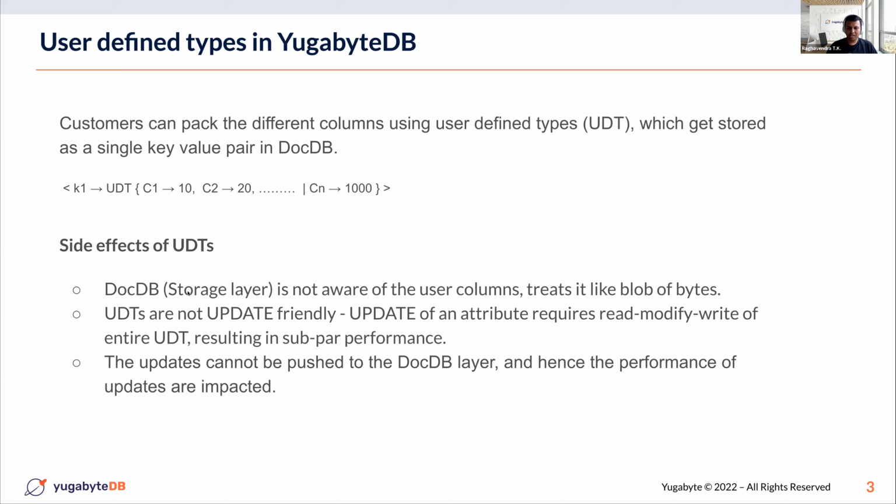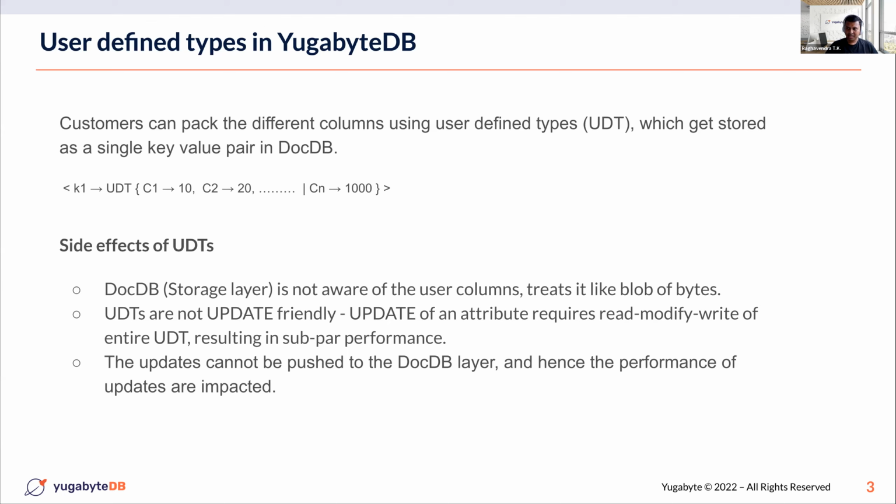One of the things is the DocDB storage layer is not aware of the user columns. It just treats it as a blob of bytes. As a result, the updates to UDTs are not as friendly. Even if you want to update just one column, it results in a read, modify, and update of the entire UDT. As a result, the locking aspects come into the picture.